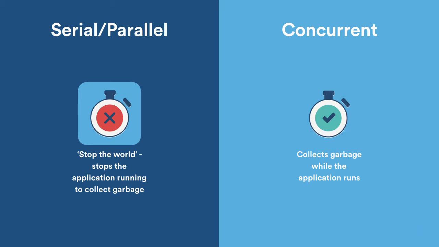Concurrent collectors, on the other hand, do a lot of their collection work while the application is running. And there are two types of concurrent collectors. You have concurrent mark sweep, or CMS, and G1GC, or garbage first. Now G1 replaced CMS, so it's pretty much what we refer to now when we talk about concurrent collectors.